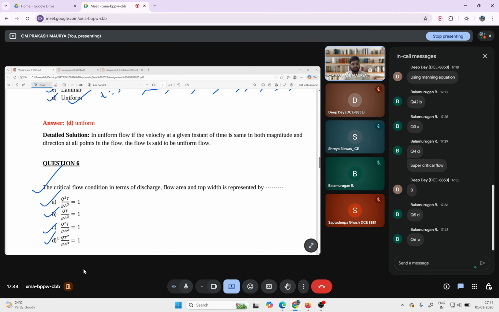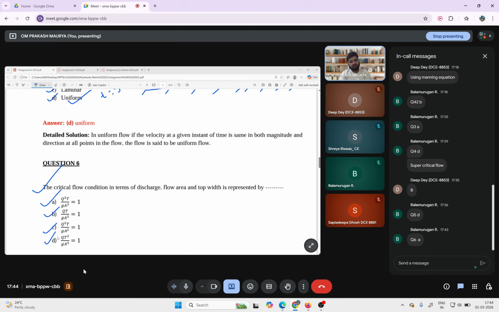Very nice. Here you just need to think about it. The critical condition in terms of discharge. What is the critical condition? You already know the Froude number is equal to 1. So if the Froude number is equal to 1, try to write the formula of the Froude number in terms of discharge. If you are able to write the Froude number in terms of discharge, that will be your answer.